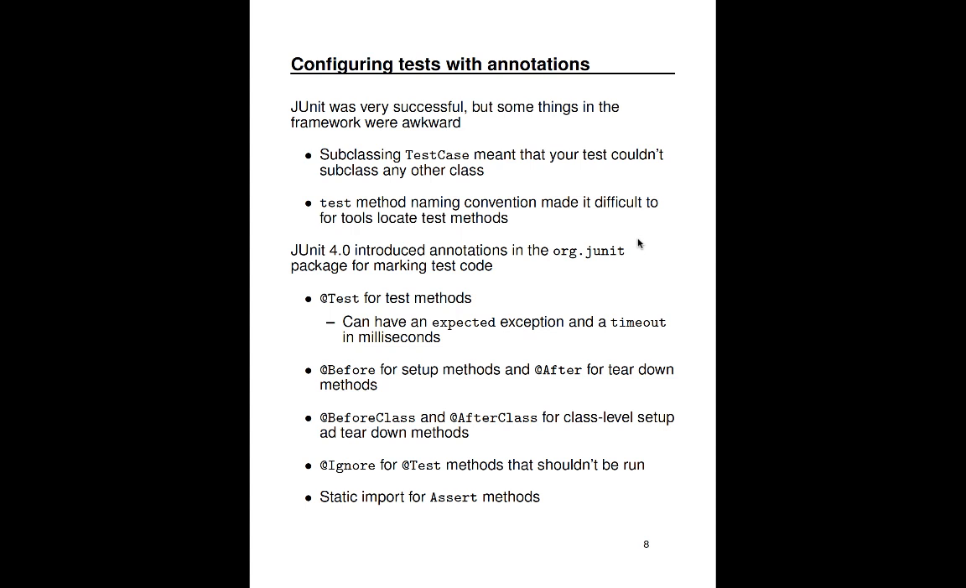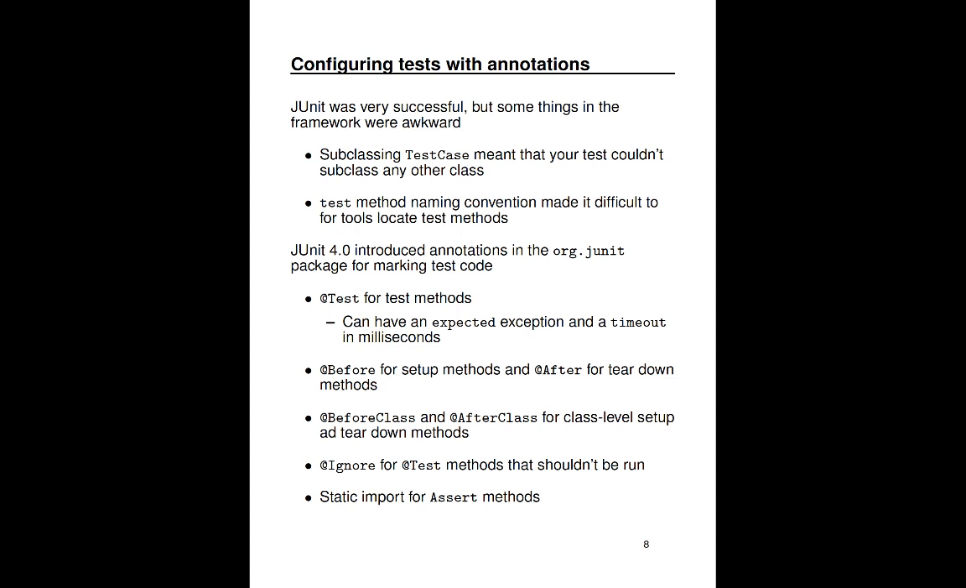However, there were still some things in the framework that were kind of awkward. Because you were required to subclass TestCase, it meant that your tests couldn't subclass anything else. Usually you get around it by having a class hierarchy of tests, but it was a little awkward that everything ultimately had to extend from JUnit. And the naming convention, while it was easy for humans to understand, sometimes tools struggled to locate exactly what methods were test methods. And of course, if you misspelled the word test, if you accidentally had a capital T or something like that, the tool wouldn't be able to find it.